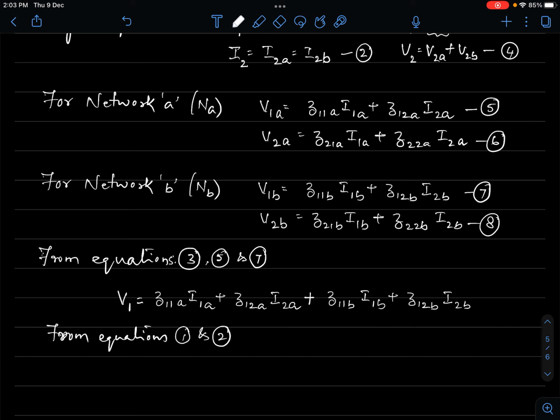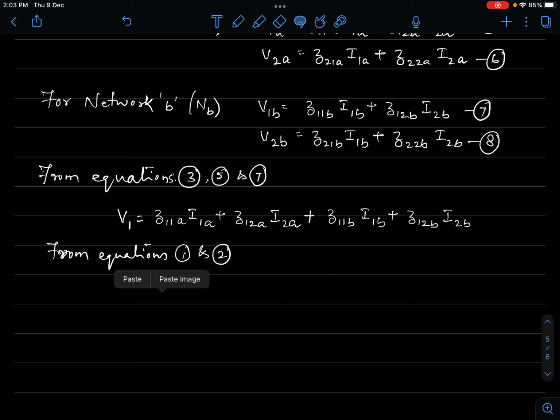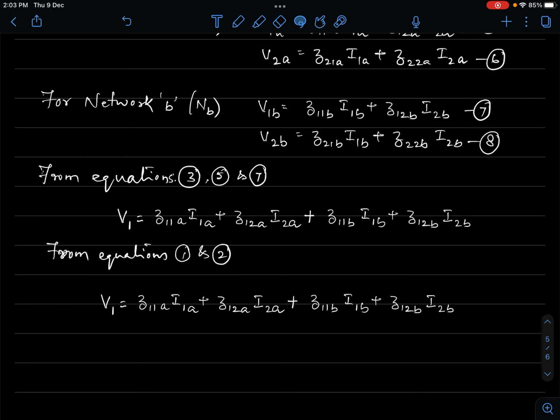From equations 1 and 2, what will happen to this equation? I will copy this equation now. Every time, instead of writing, I'm having a shortcut. Okay, I have substituted that equation. Maybe I need to pull it here. Okay, I've substituted this equation.